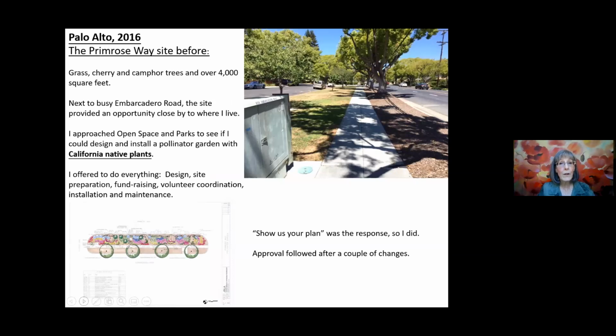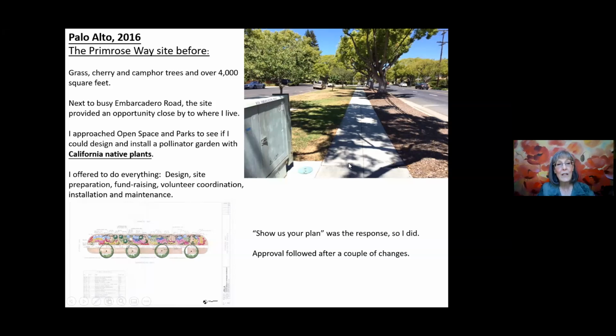So the Primrose Garden in 2016, this is a before shot. You can see it's a big stretch, about 20 feet wide by 200 feet long on this one side. Nothing but grass, some cherry trees, some camphor trees over on the Embarcadero Road side. And it's literally around the corner from my house, and I was sort of out of room in my own garden for places to plant things, and I saw this as an opportunity.